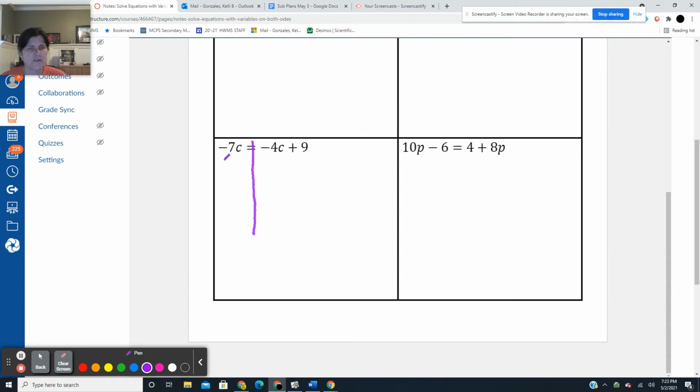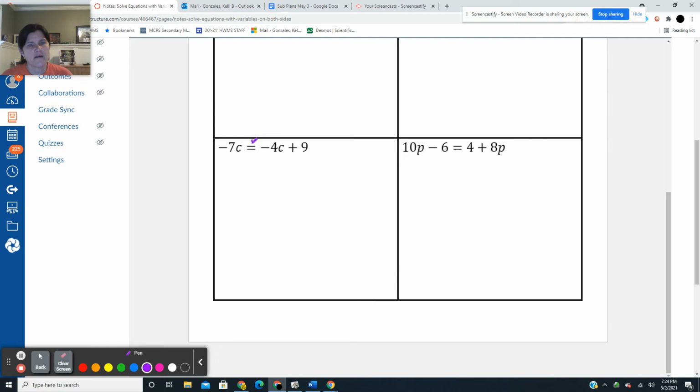But let's look and see what happens if I get rid of this negative 7c. If I do the opposite of negative 7, a plus 7c, I can do that. But look at what happens then. I'm left with 0 equals 3c plus 9. Now I can do that and then move things around, but this is not the most efficient way to do this.